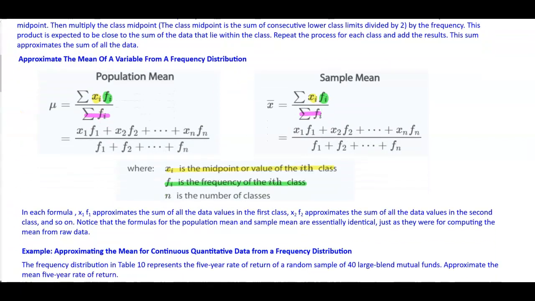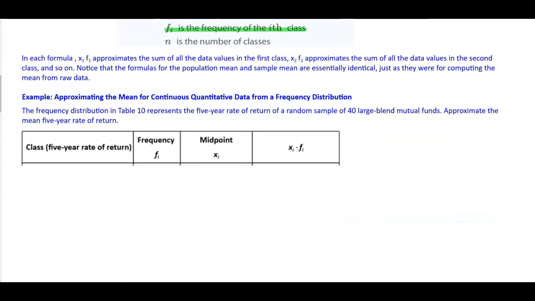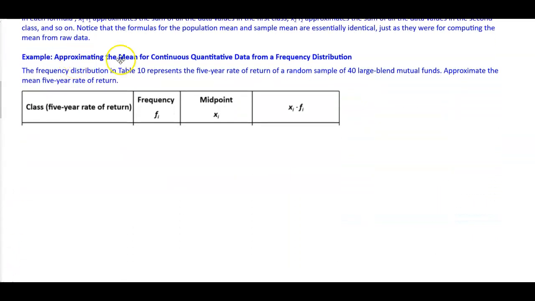Now let's take a look at an example: approximating the mean for continuous quantitative data from a frequency distribution. The frequency distribution in the table below represents the 5-year rate of return of a random sample of 40 large blend mutual funds. We want to approximate the mean 5-year rate of return.